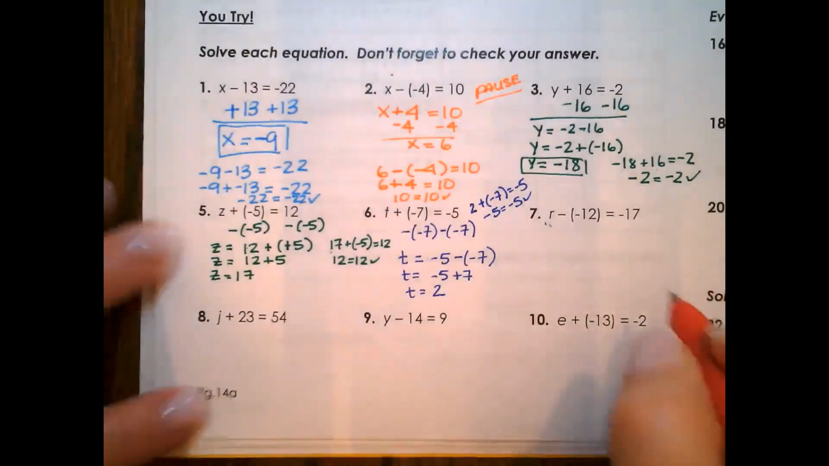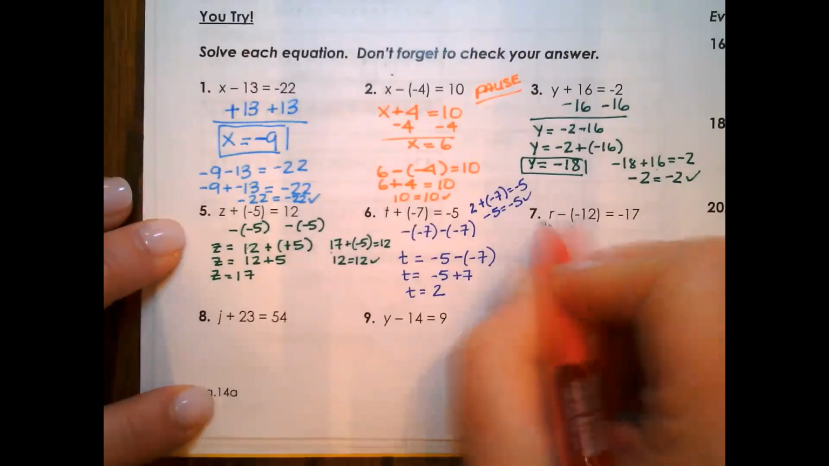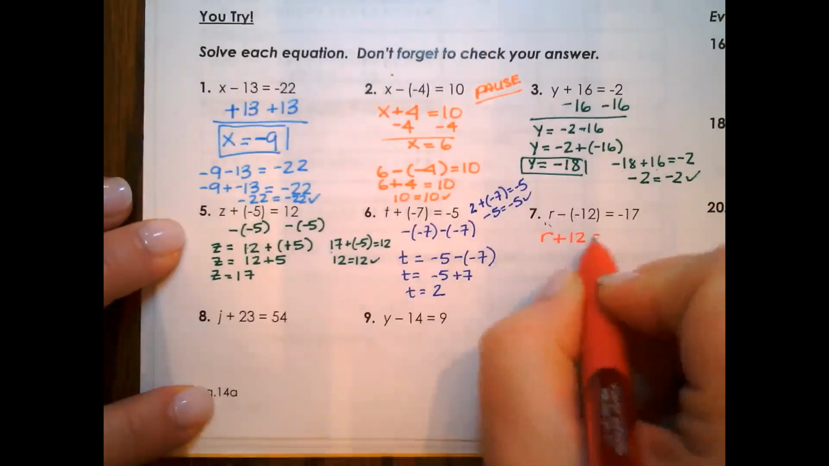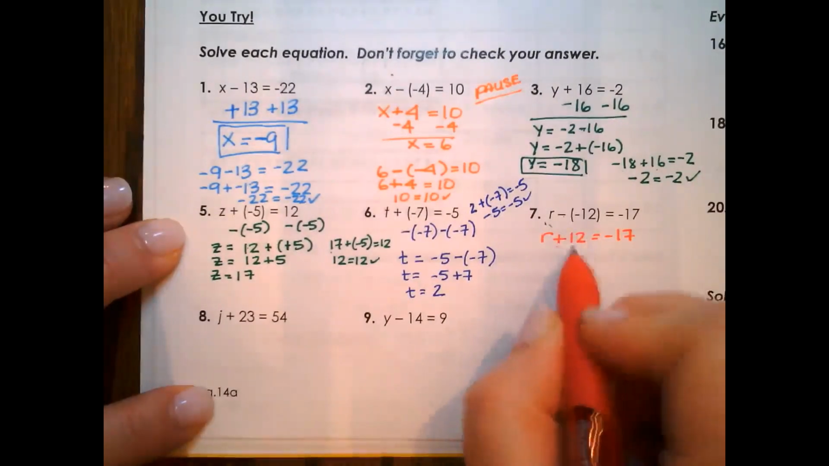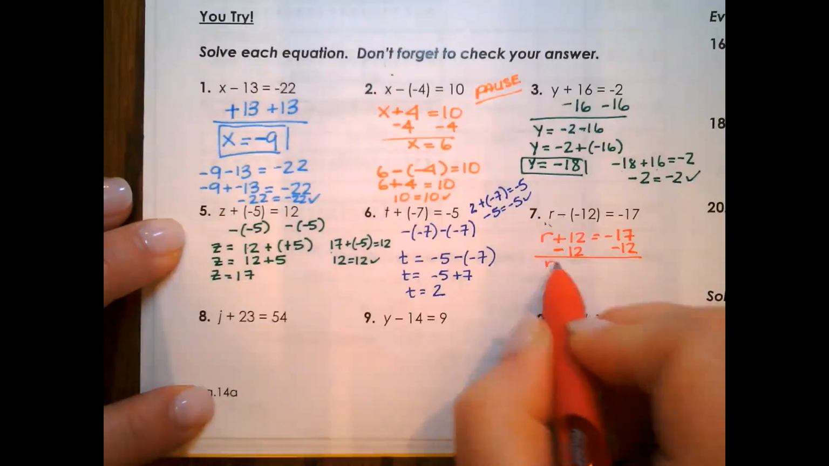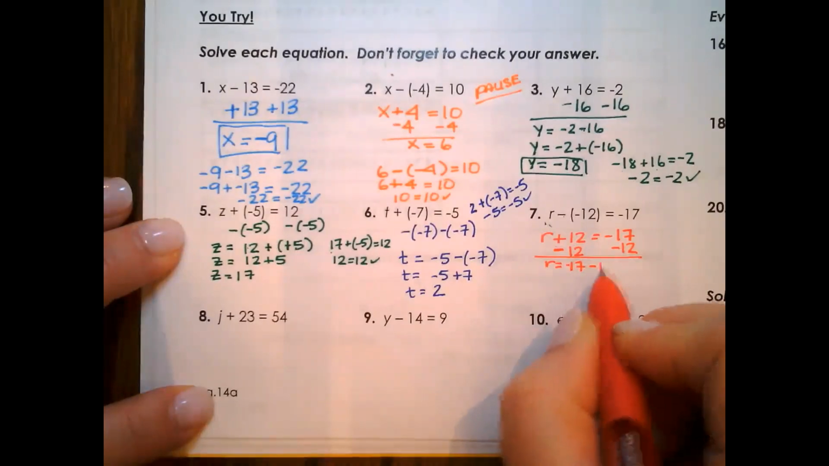All right, let's take a look at number 7. So we are subtracting negative 12, and let's change that to an addition problem first. So subtracting a negative is like adding a positive. How do I undo the addition of positive 12? I'm going to subtract 12 from both sides. So R will equal negative 17 minus 12.